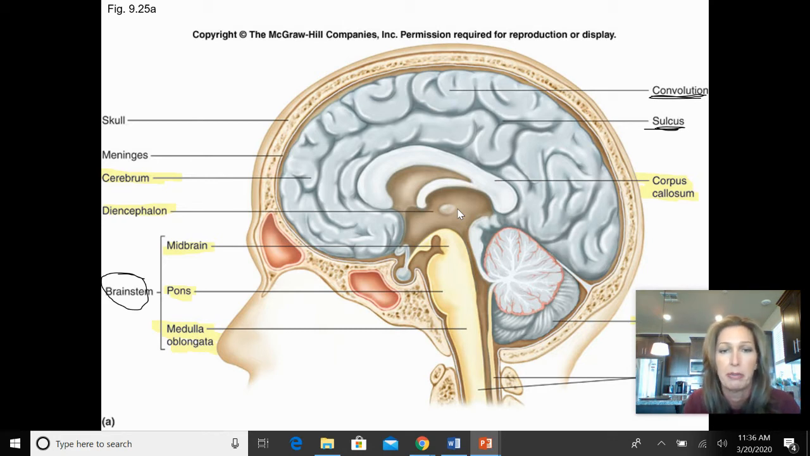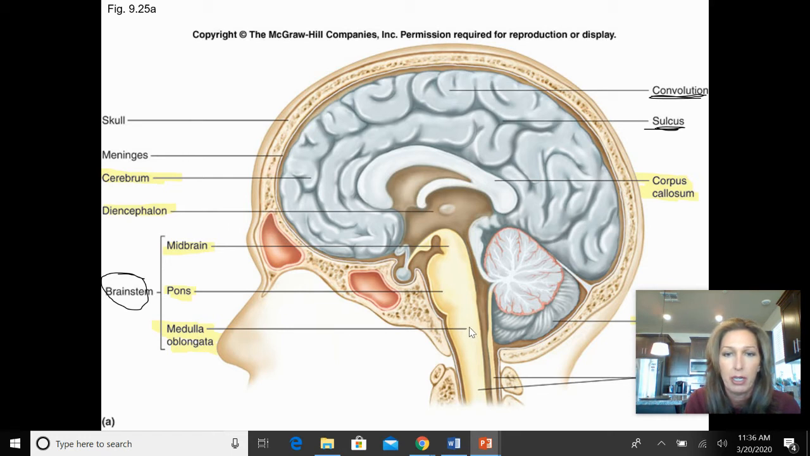That's the most important one to make sure that you are aware of. Now, when we get down to the brainstem, midbrain, pons, medulla oblongata, you should just know those general directions. But as far as separating out each of their jobs, the only one that I really need you to know is the medulla oblongata.